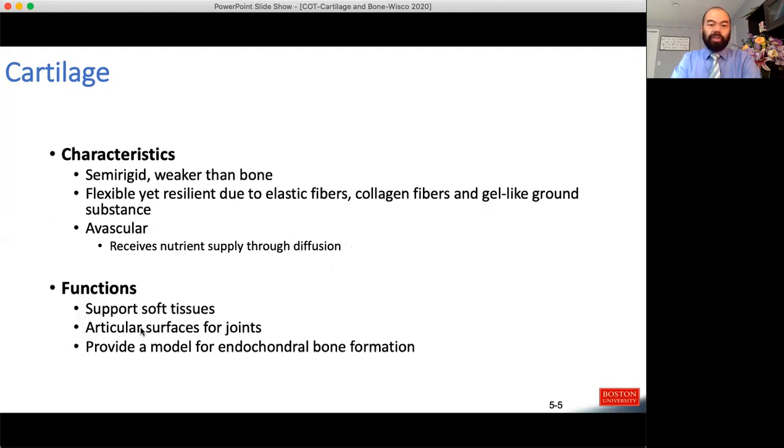So given these characteristics, what is cartilage useful for? Well, it helps support soft tissue. It forms a nice soft substance and capsule for articular surfaces of joints. And we'll take a look at, in the next lecture, how it provides a model, a framework from which endochondral bone can form.